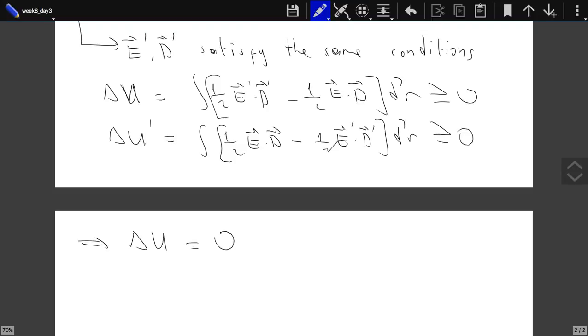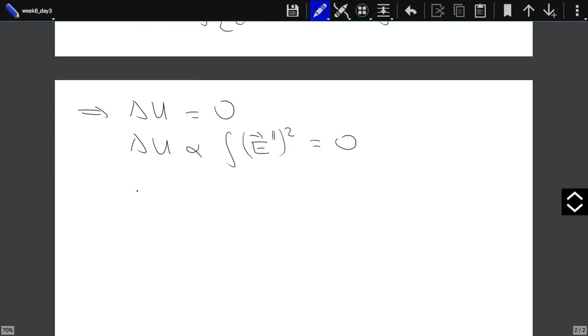And the book also writes delta U as an integral of E double prime squared, E double prime being the difference. This should be 0. And then it concludes that E double prime, which is E prime minus E, is 0, and hence the two solutions have to be identical.